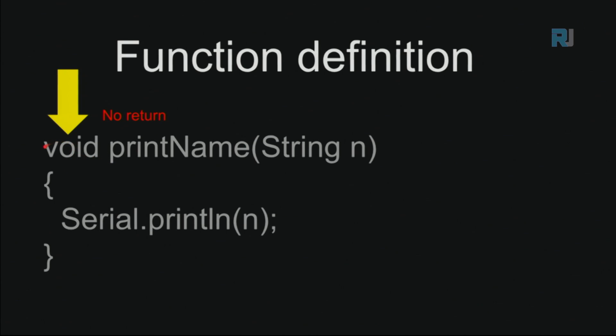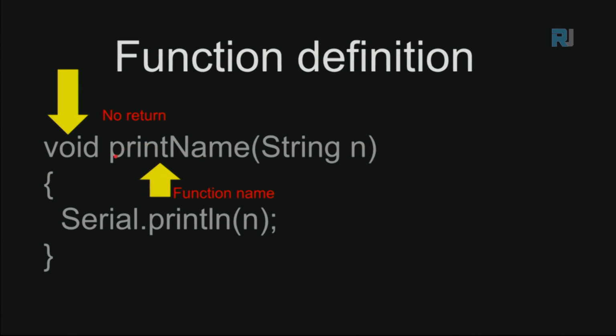This is the void here, or whatever you have, the first word would be referring to the return. When nothing is returned, we type void. Otherwise, we type integer, boolean, char, double, and all other data types that we have. Everything will be here, including a string. But if you're not returning anything, we type void. And this is a function name.